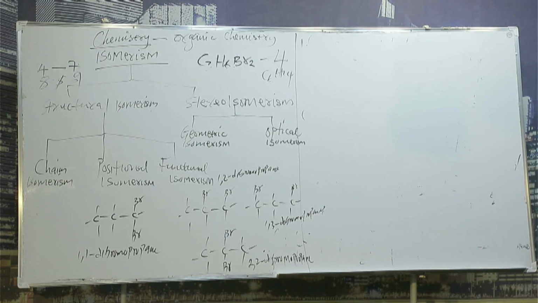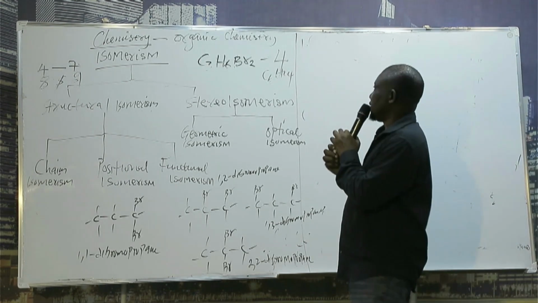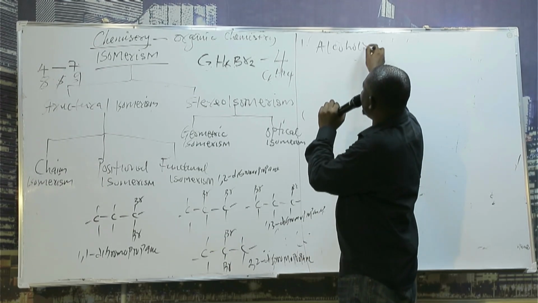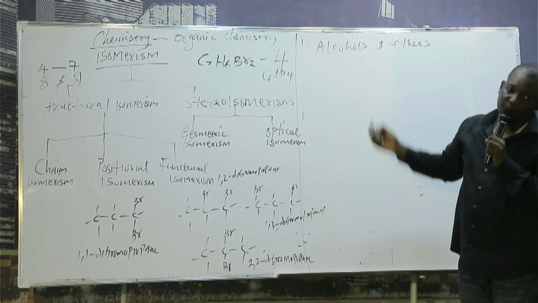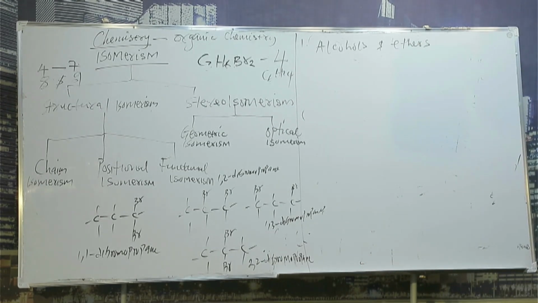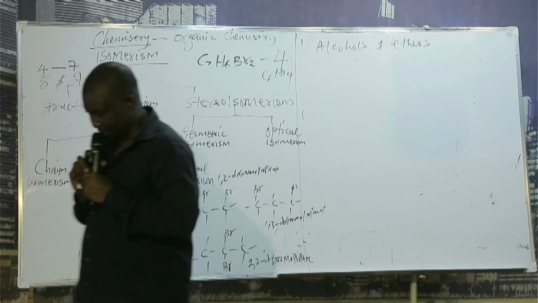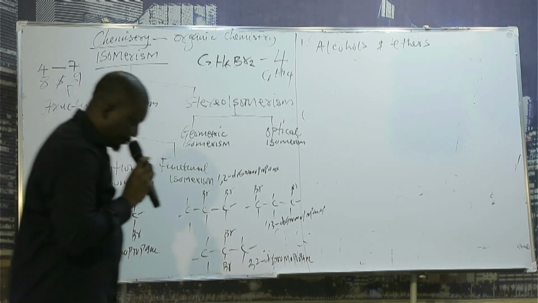Alcohols and ethers are functional group isomers. Look at ether, not ester. Alcohols and ethers are functional group isomers. Example.